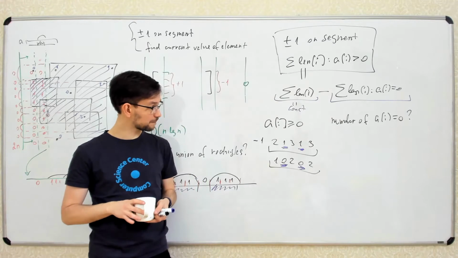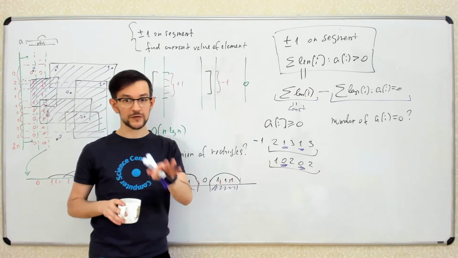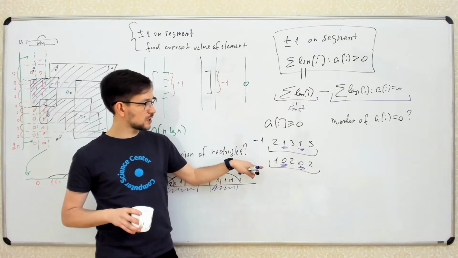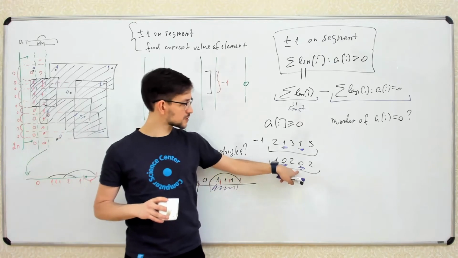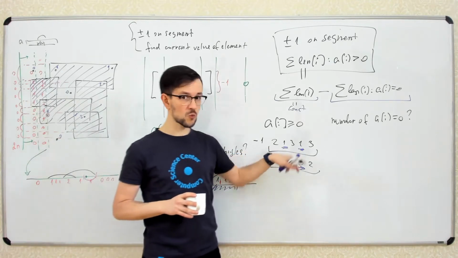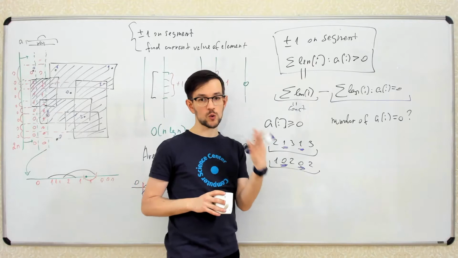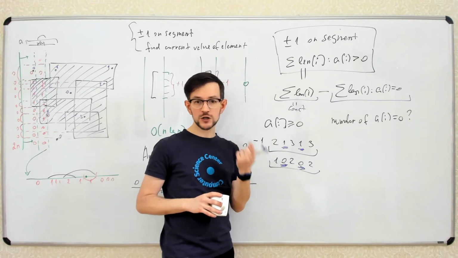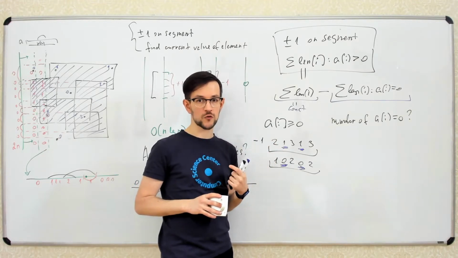That's a good start. That's actually a very nice idea. So in this array, I want to know the number of zeros. In this array, I want to know the number of ones. Now let's think about what number we need. We actually need to know only one number for each segment.